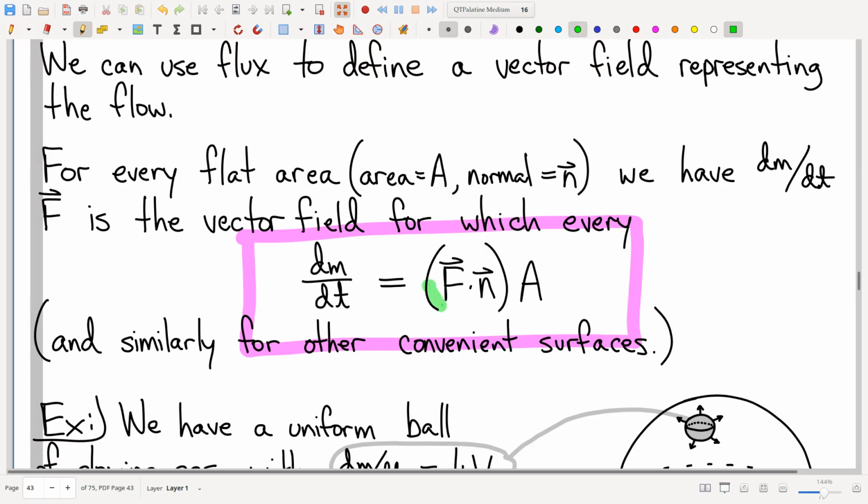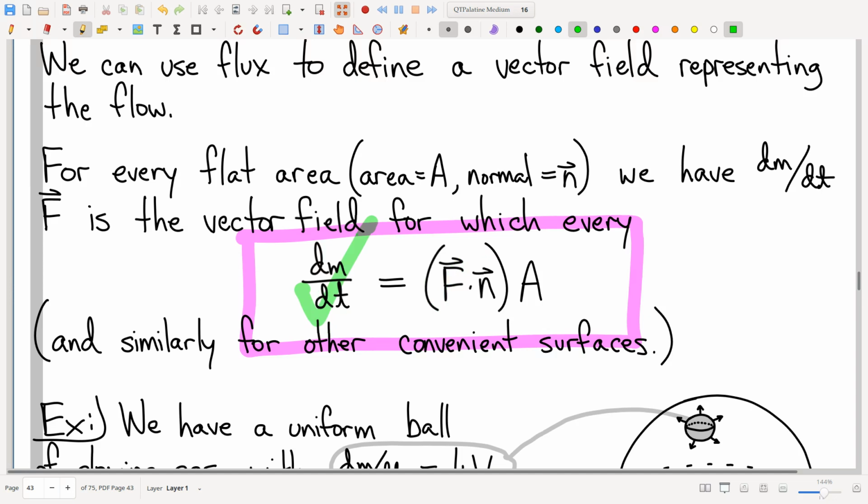I know the vector field. How would I compute the flow rate? And the big idea is to just turn that around backwards. Big idea is to say, look, if you want to represent this flow with a vector field, you're going to need to know these flow rates.